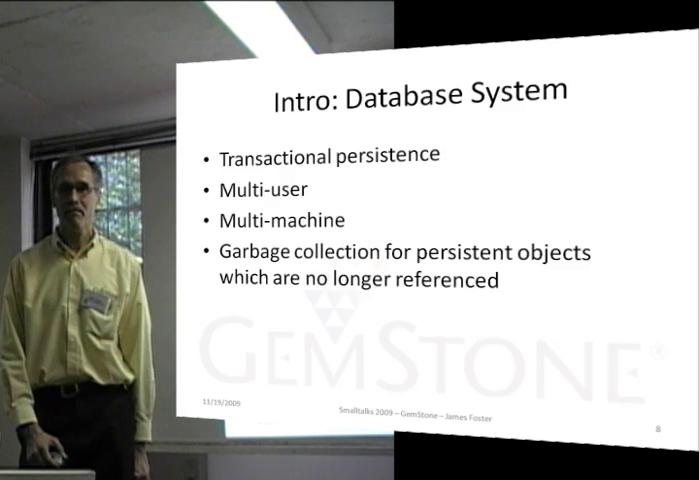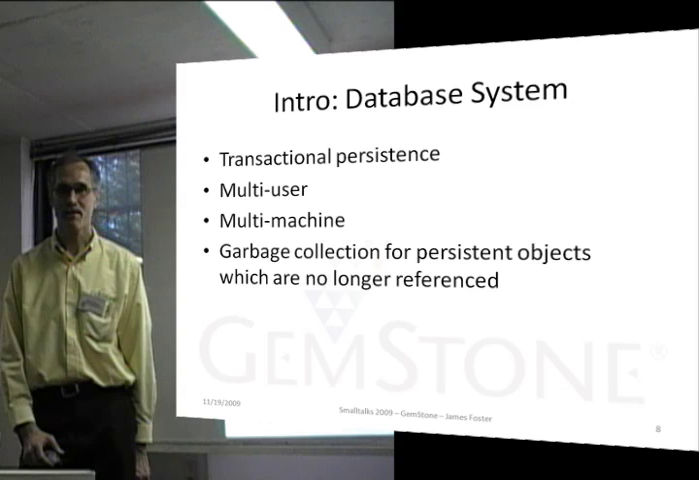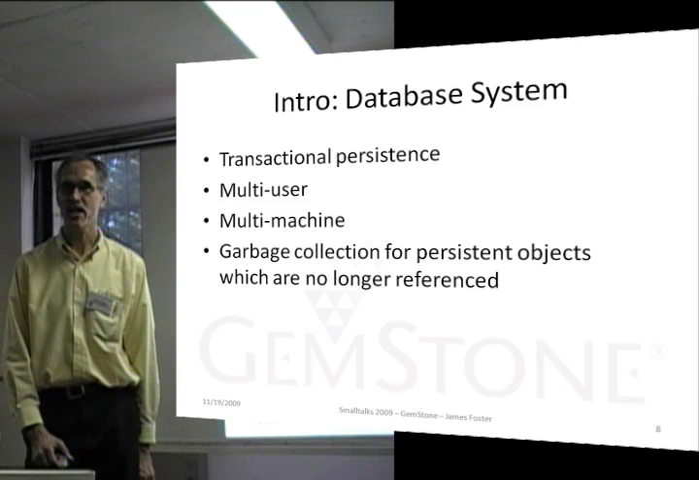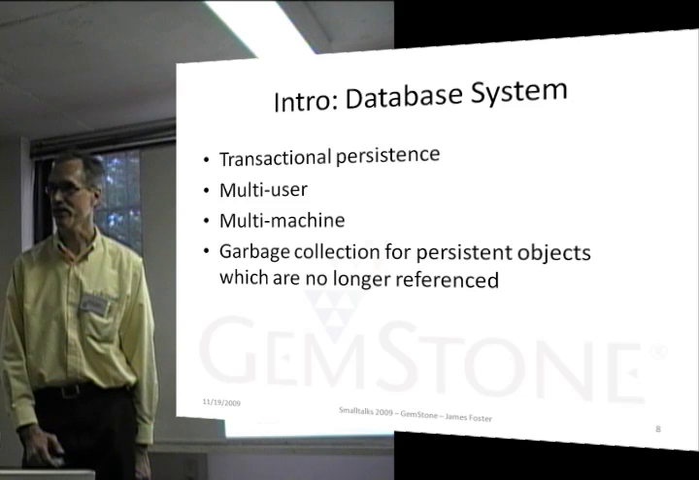The database system provides transactional persistence, and we'll go into details on each of these things. Transactional persistence, multi-user, multi-machine, garbage collection for persistent objects that are no longer referenced. So these are going to be some of the things we look at now.